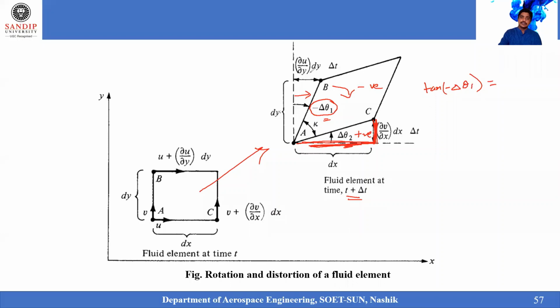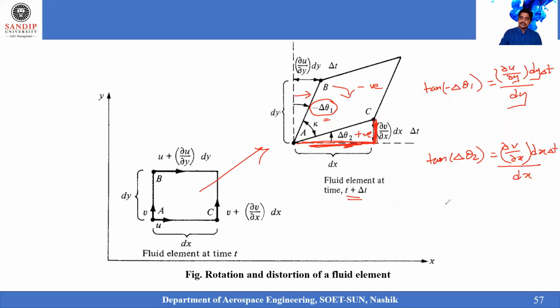That is the opposite side, so that is ∂u/∂y. I am writing it for theta 1: tan of delta theta 1 is equal to the opposite side, ∂u/∂y into dy into delta t, divided by dy. Similarly, for theta 2, it is plus tan of delta theta 2 is equal to the opposite side, ∂v/∂x into dx into delta t, divided by dx.